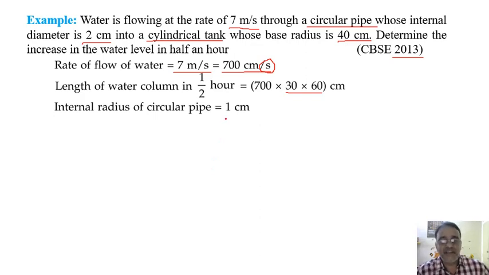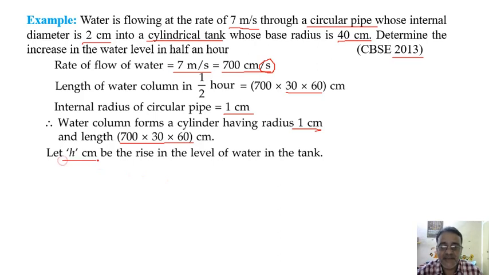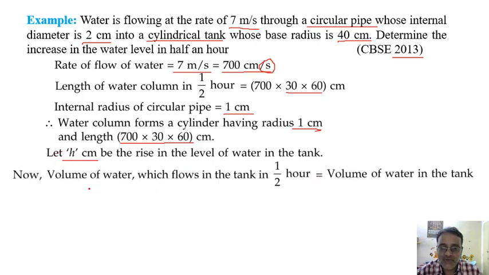Internal radius of circular pipe is given. Actually diameter is given 2, so radius will be 1 centimeter. Here also the water column forms a cylinder having radius 1 centimeter, and the length is 700 into 30 into 60. Let H be the rise in the level of water in the tank. So volume of water which flows in the tank in half an hour will be equal to volume of water in the tank.